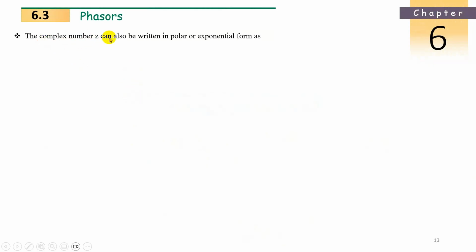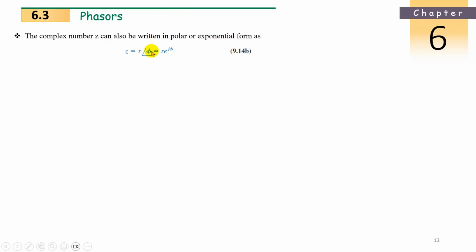The complex number z can also be written in polar or exponential form. I told you we have three formats. When a complex number comes, it either follows rectangular form, x plus jy, or polar form, which comes with a value and an angle. So z is equal to r at an angle of phi. We can say r at phi, or r at an angle of phi.